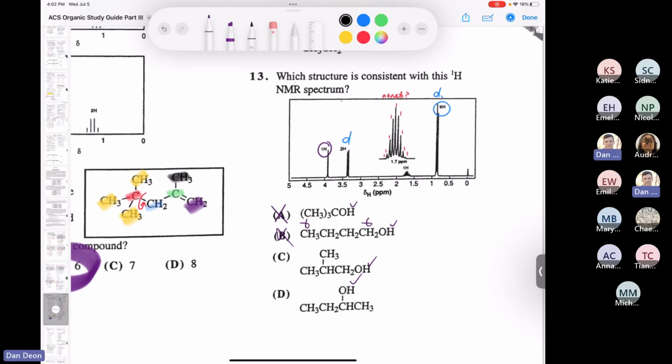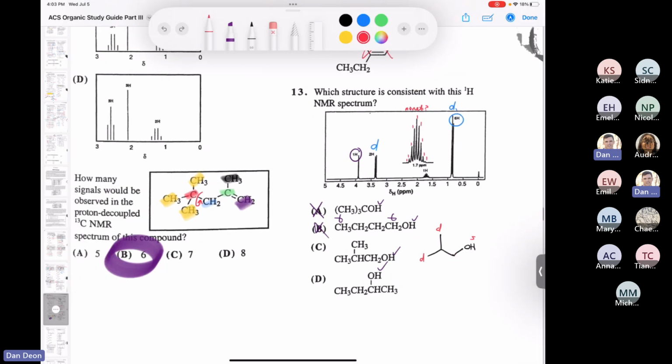So if we look at C, let me just draw the bond line structure like this, maybe something like this. So then we have, there we go. This hydroxyl is going to give you a singlet. These 6 protons are going to give you a doublet. So far it's looking good. And then this methylene here, that's going to give you a doublet as well. So far that's looking good.